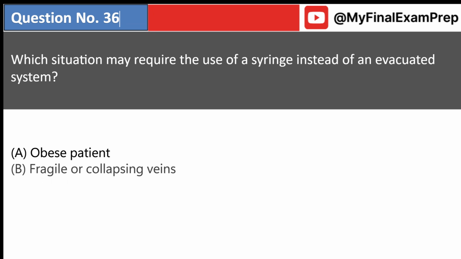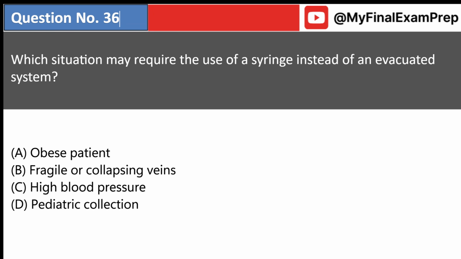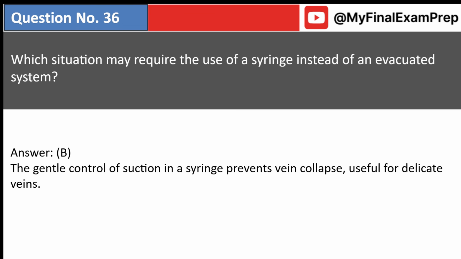Which situation may require the use of a syringe instead of an evacuated system? A. Obese patient. B. Fragile or collapsing veins. C. High blood pressure. D. Pediatric collection. Answer B. The gentle control of suction in a syringe prevents vein collapse, useful for delicate veins.